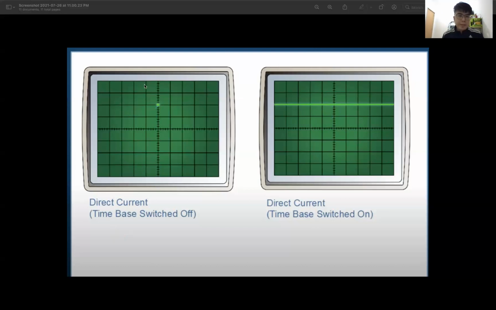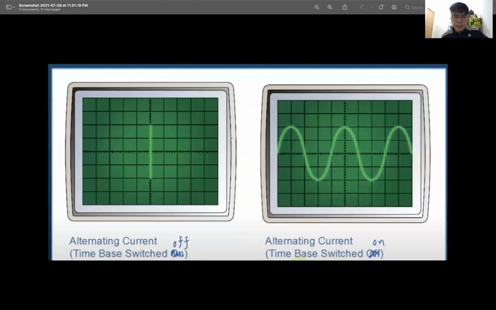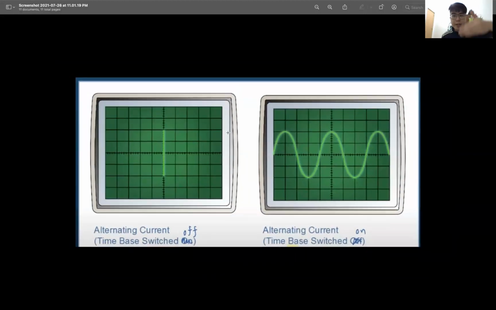Okay, next. This is for direct current, right? Next one, alternating current. Now you see, alternating current means that they change, increase and decrease, increase and decrease, and the direction changes also. First one, when the time base is switched off.